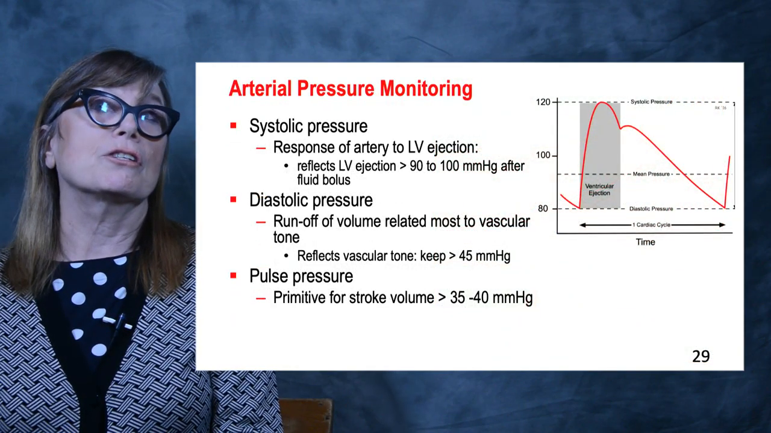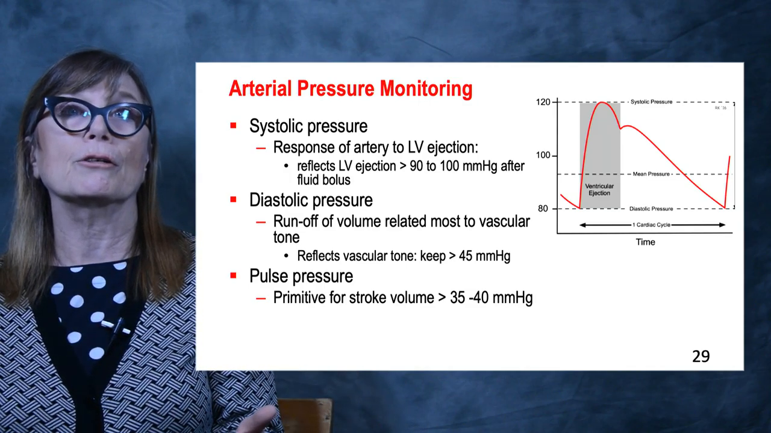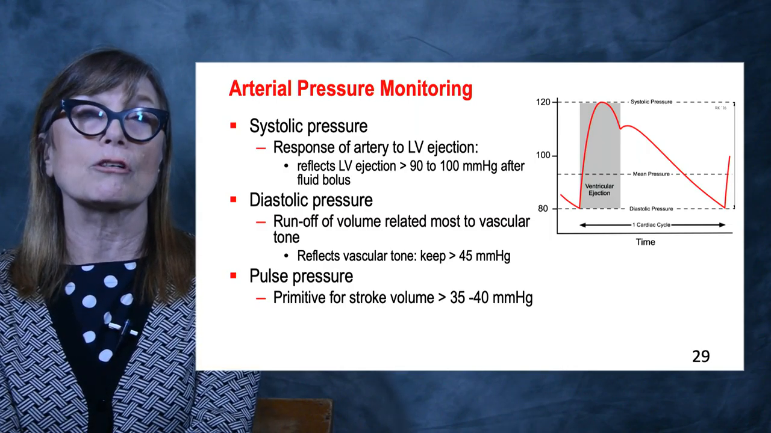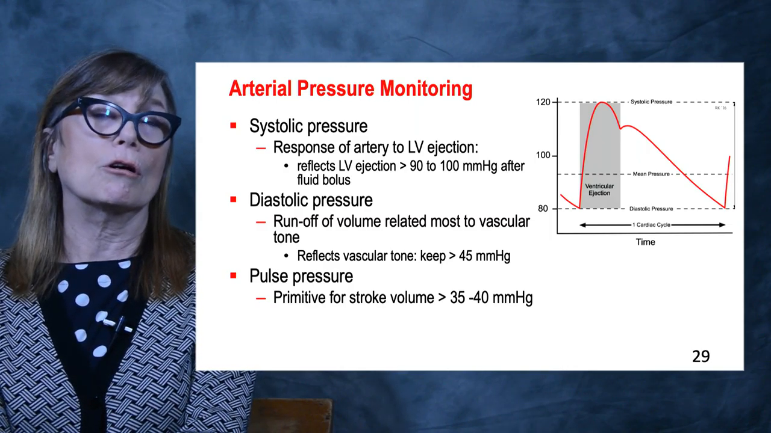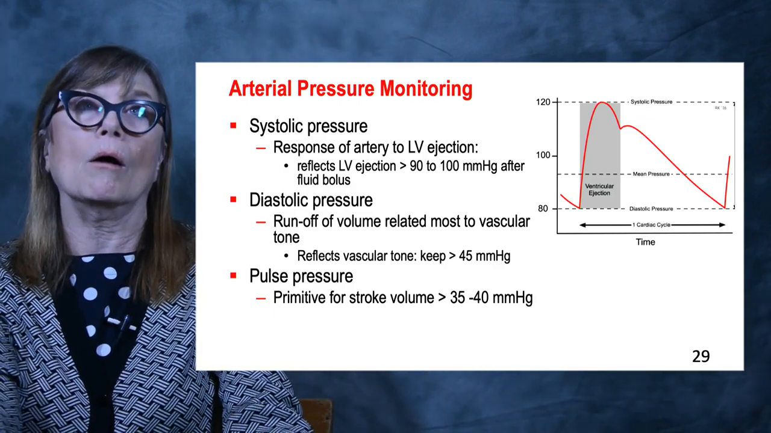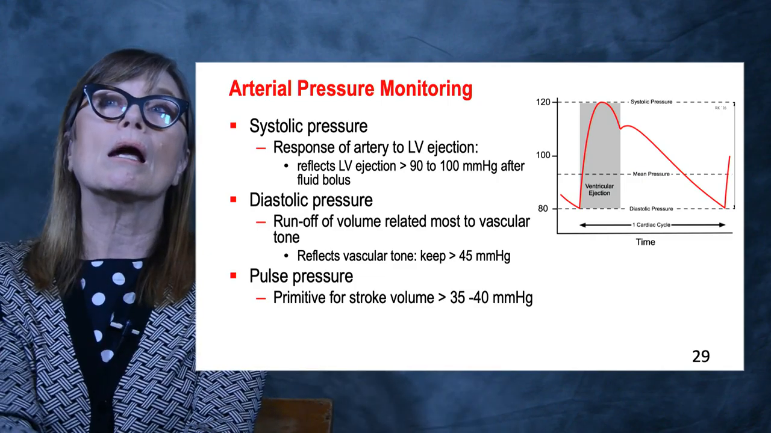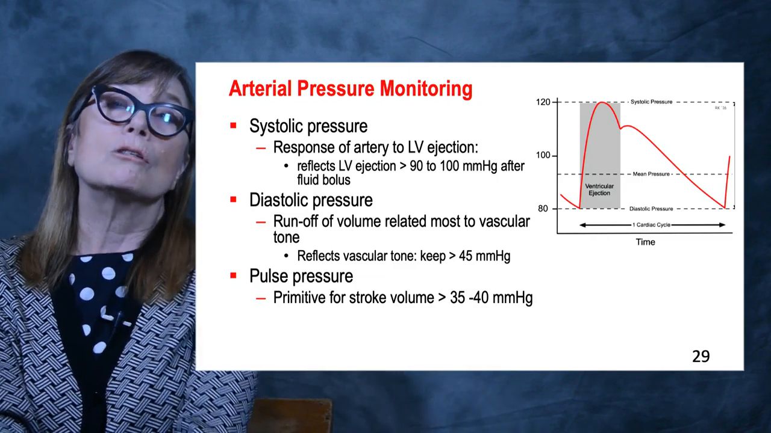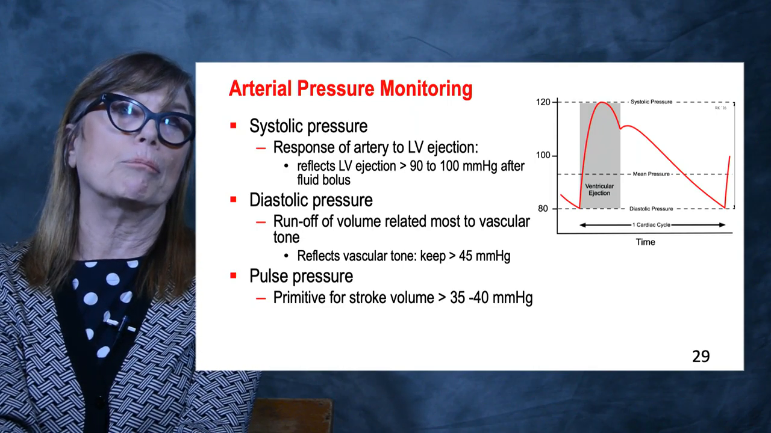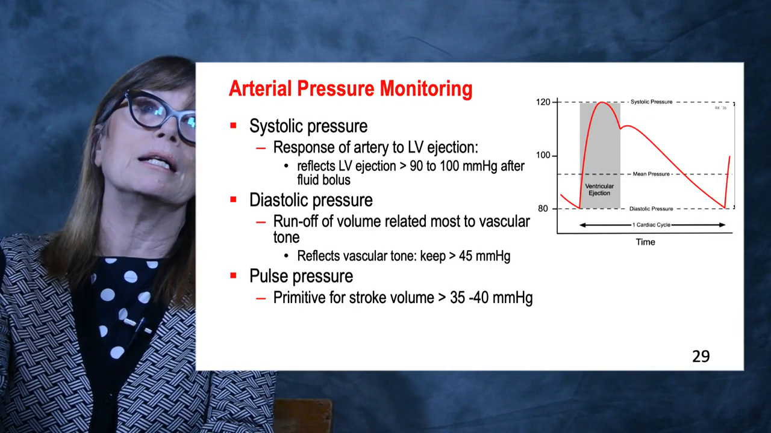Now, when we have an arterial pressure line, what we're going to see on our bedside monitor are multiple things. So first, we're going to talk about the systolic pressure, which is the response of the artery to the LV ejection. So when the LV boluses blood out on contraction, pushes out that blood into the aorta, the peak of the systolic pressure is a reflection of LV ejection. And we'd like to see that pressure typically above 90 and below 180, typically.